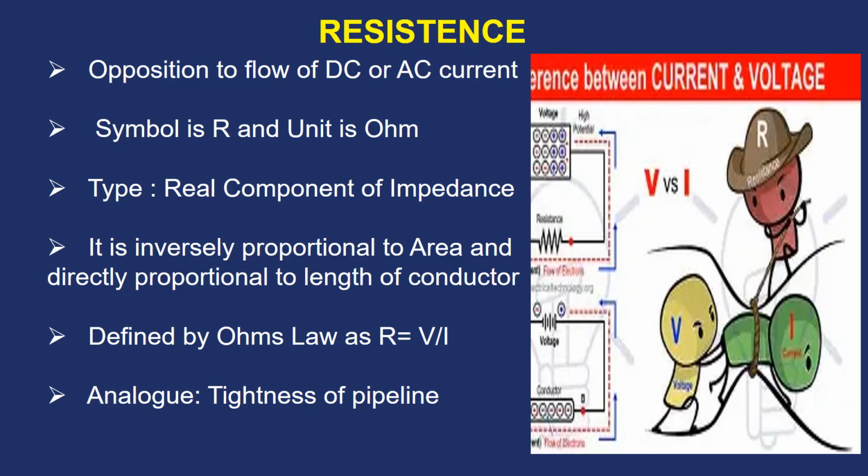analogous to the tightness of a pipeline. If you want to visualize it, if there is more tightness in the pipeline, then very little water will flow. The resistance to the water will be more. So if you see in the diagram, you can see that there is a resistance. The current is flowing, but the resistance is trying to stop the current from flowing.